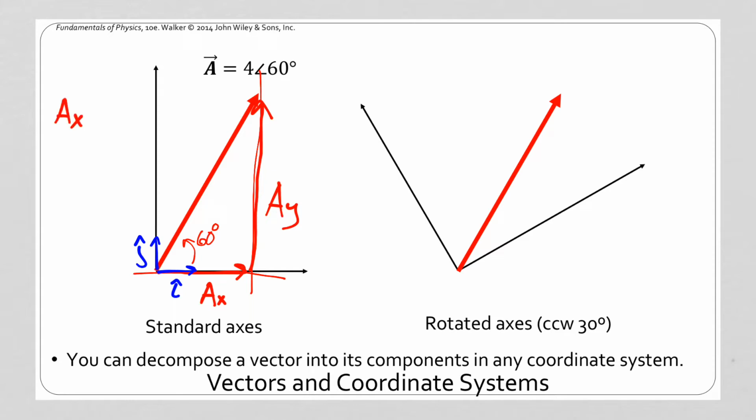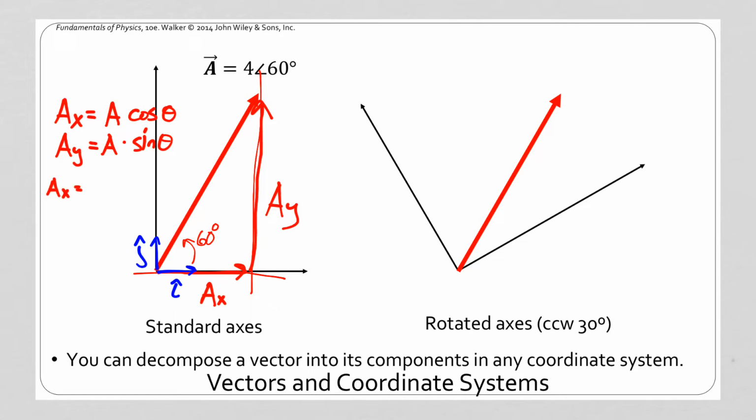We've seen that ax, the x component, would be the magnitude of the overall vector times the cosine of the angle. And ay is the magnitude of the vector times the sine of the angle. In this case, this is the reference angle, the angle inside the triangle, but the way this is defined, it's the same angle there.